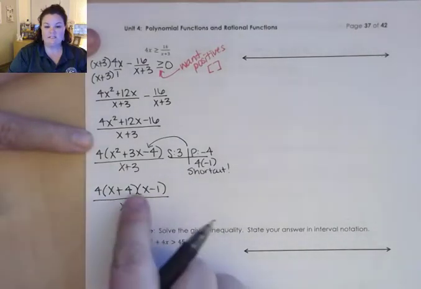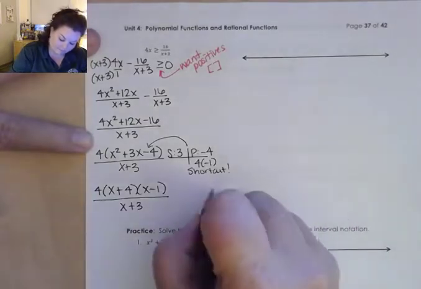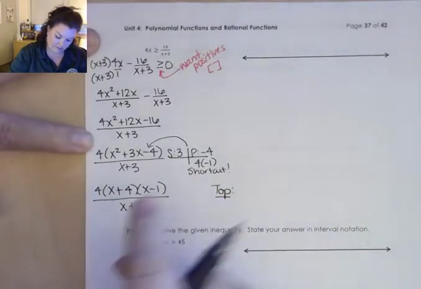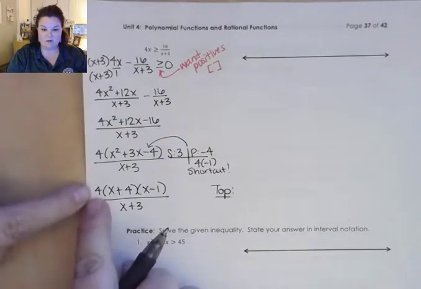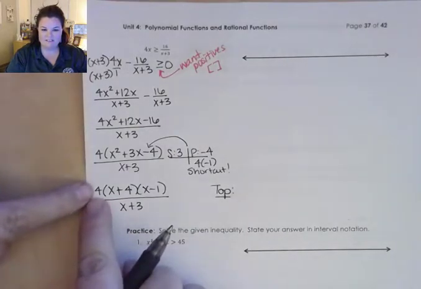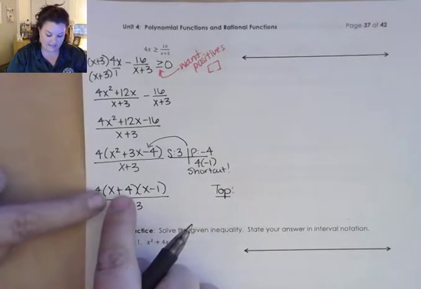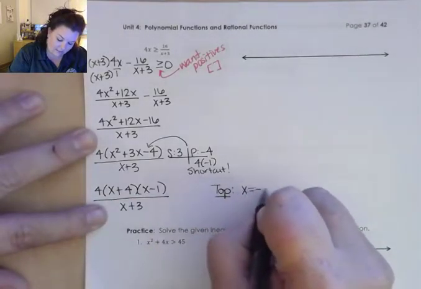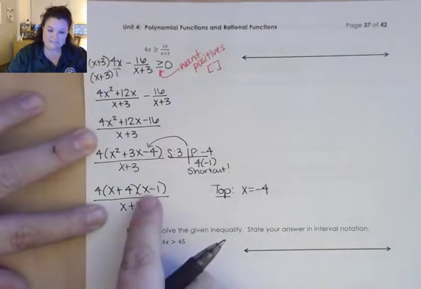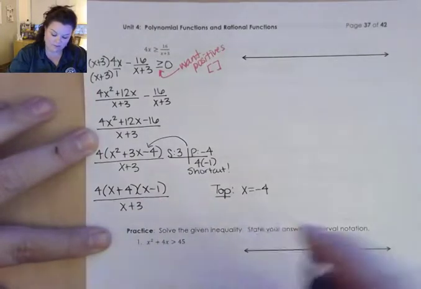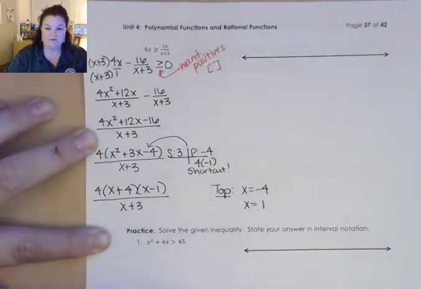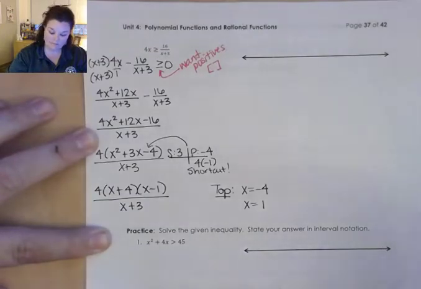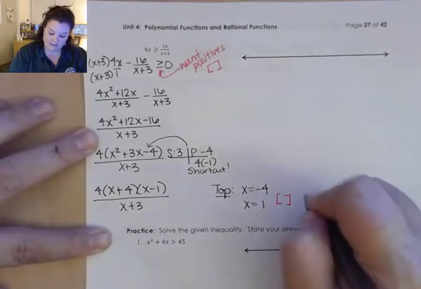Okay, so now I just need to find my zeros from the top and the bottom. So on top, I don't need to set this 4 equal to 0, right? Because it doesn't have a variable, so that one doesn't matter. When I set x plus 4 equal to 0 and solve, that's going to give me x equals negative 4. And when I set x minus 1 equal to 0, that's going to give me x equals positive 1. And since both of these came from the top, I can use a bracket on both of them. Okay? And then I want to look at the bottom.